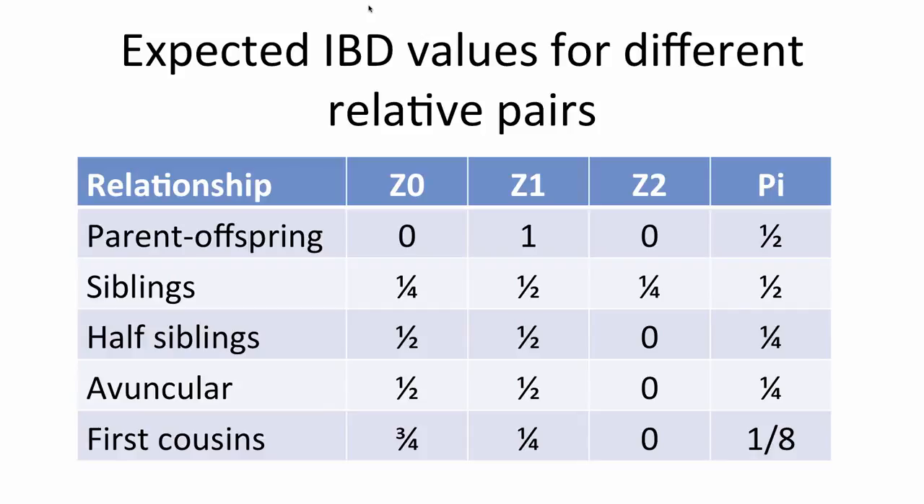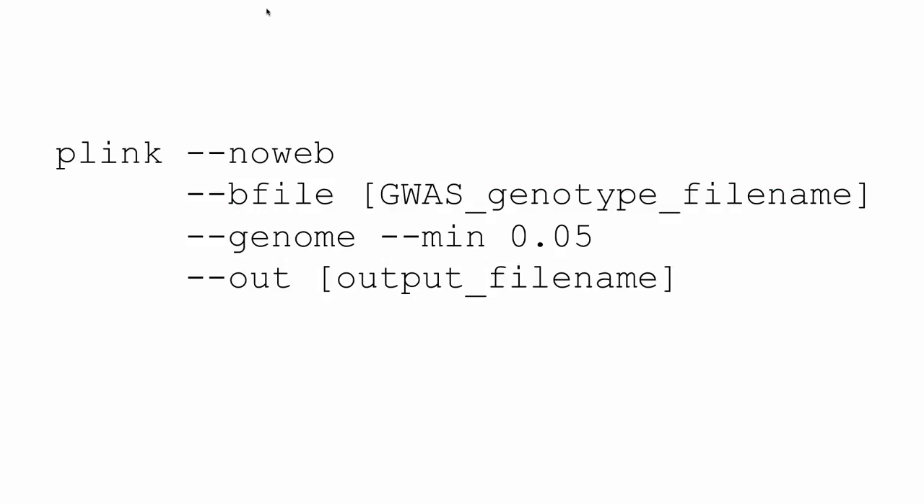Here are the theoretical values of Z0, Z1, and Z2 for different types of sample pairs. Here's the Plink code to calculate IBD. Note that the min option here asks Plink to only output those pairs of subjects that have pi hat over 5%. This is extremely useful, otherwise Plink would write out a row for every pair of samples, which is typically a very large file indeed. For quality control purposes, we are only interested in pairs with a pi hat greater than 10%-ish anyway.